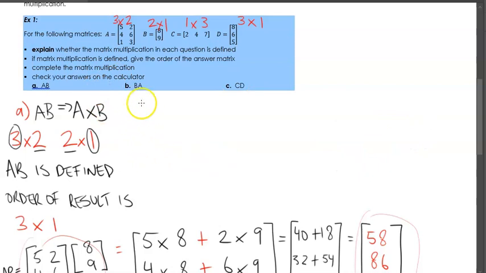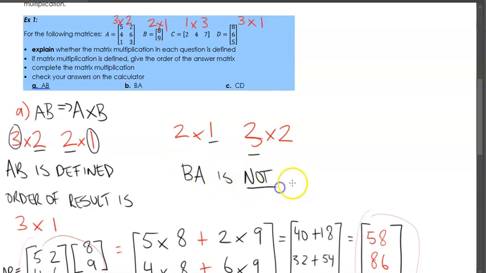Before I show you the calculator part, let's just have a look at BA and see if BA can be defined. So BA is now going to be a 2 by 1 matrix, and this is going to be multiplied by a 3 by 2 matrix. So we're just grabbing this one and swapping them around. This here and this here are 2 different numbers, so BA is not defined. We can't apply the matrix multiplication rules to it.